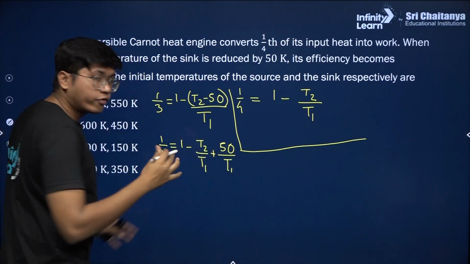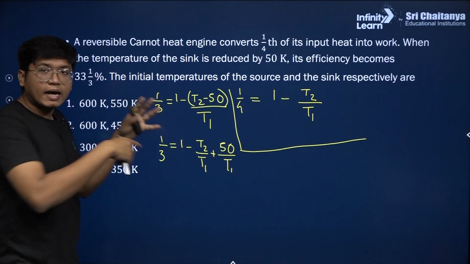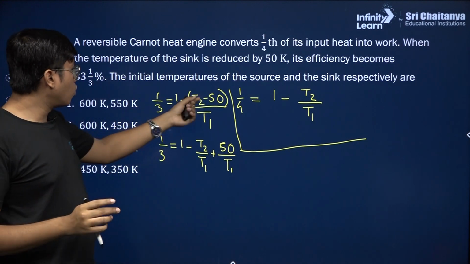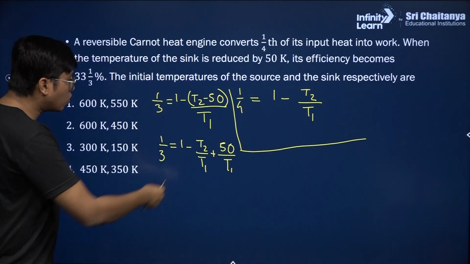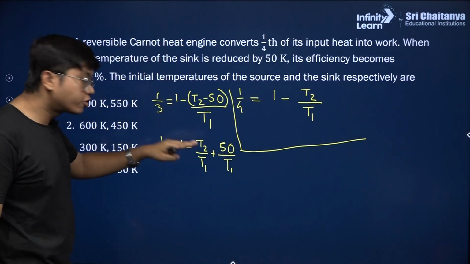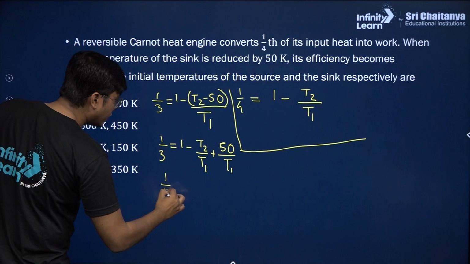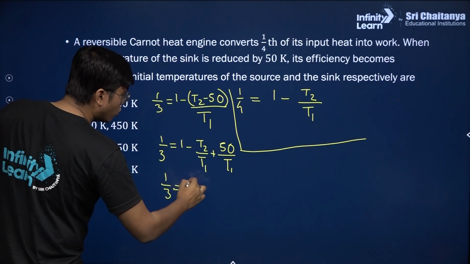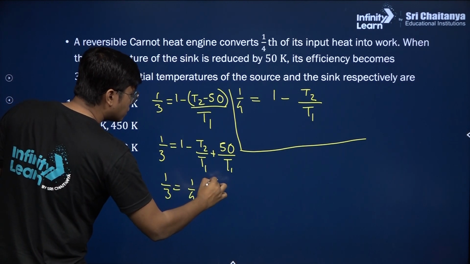See, this is a way of representing. I could have cross multiplied and done a lot of stuff, but why do I open up this bracket first? Because now 1 minus T2 by T1 we already know to be 1/4. So I can just straight away put that in here. So 1/3 is equal to 1/4 plus 50 by T1.